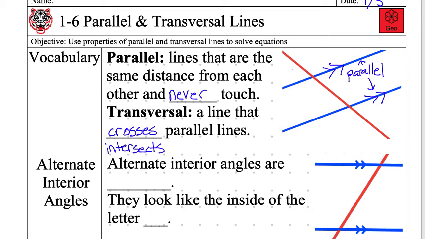All right, and then obviously the red one is the transversal. That's the one that intersects the parallel lines. That is the transversal. There's nothing special on that line to denote that it's a transversal, just the fact that it goes across the parallel lines. You're supposed to be able to interpret it just like that. So far, so good, just the vocab.